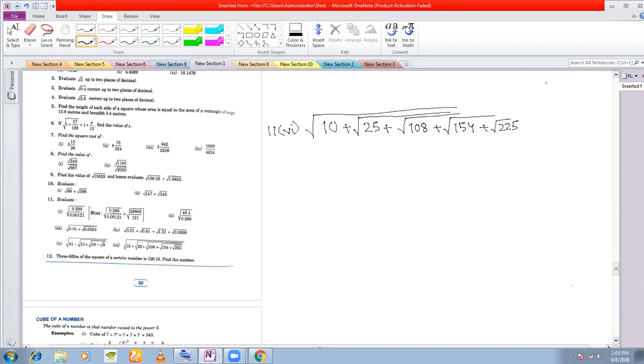All these are within square root. Okay. Although it looks a little twisted, it is a very straightforward problem. And the more difficult it looks, it actually is very easy. So we just do step by step. 10 plus square root 25 plus square root 108 plus square root 154 plus square root 225.